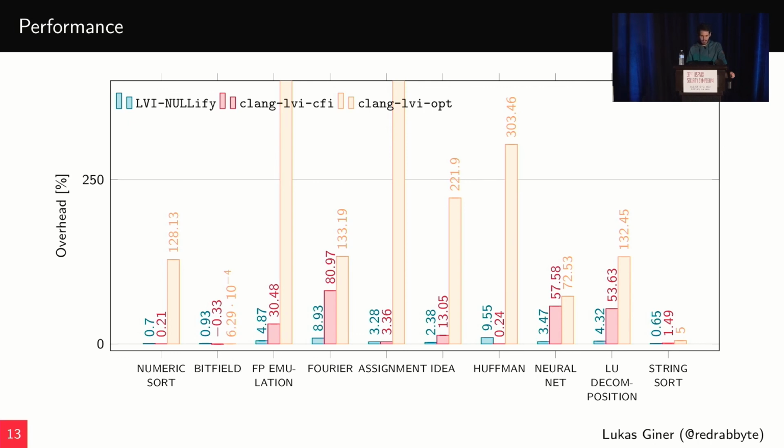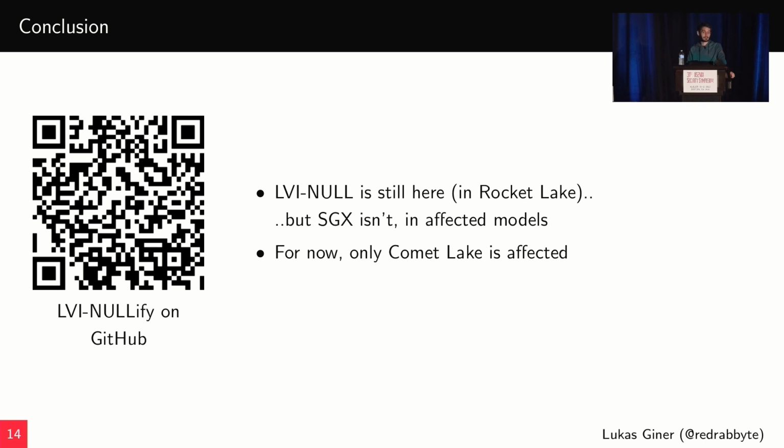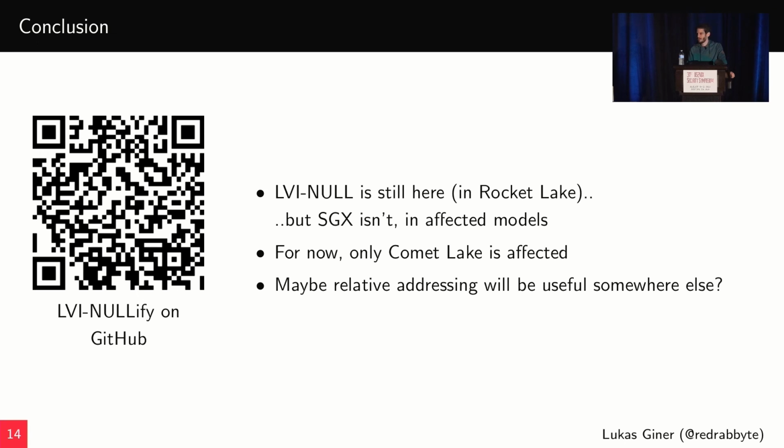All right, so that already brings me to a conclusion. LVI-NULL is still here in Rocket Lake, but those models don't have SGX anymore, so this isn't really a problem anymore. And the other models based on Ice Lake don't even have LVI-NULL anymore, so those can have SGX. What we didn't know at the time we wrote the paper, bad luck, is that the only CPU that is actually affected by this is the Comet Lake. So we're hoping maybe the implementation or the idea might be useful at some other time for something else.